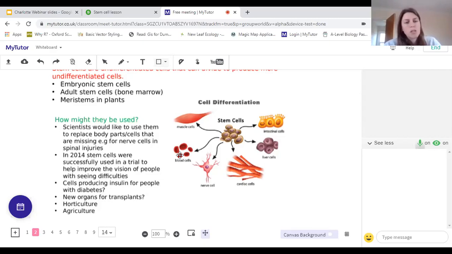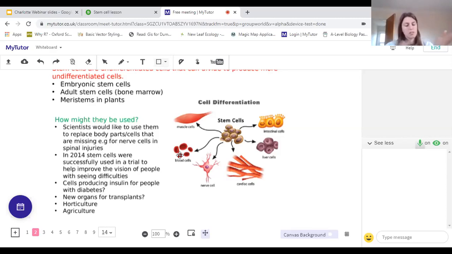So they could also be used to produce insulin for people with diabetes. So type 1 diabetes is where you lack some of the cells that produce the insulin that the body needs to control the sugar levels in the blood. And we're hoping that stem cells could be used to generate those cells in people with diabetes. So replace what's missing. We also think that they might be able to be used to grow new organs for transplants. And they can also be used in horticulture. So we talked yesterday about taking cuttings of plants.